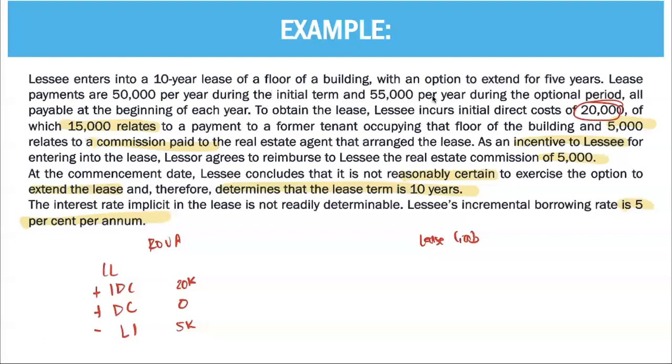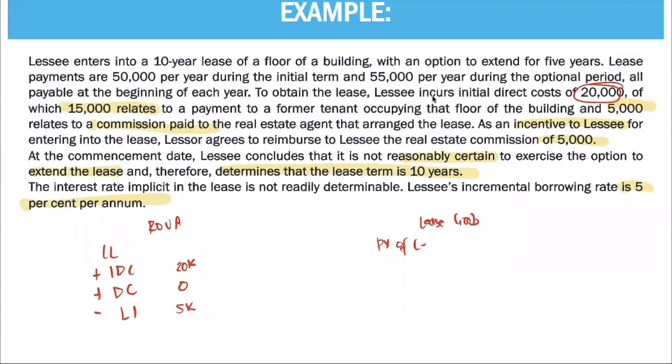We go now to the lease liability. This is equal to the present value of the lease payments. So what do we have here in the present value of the lease payments? Here we only have a fixed payment. We have a 50,000 per year payment for the lease term. The lease term is 10 years. So how do we pay it? We pay the 50,000 at the beginning of each year.